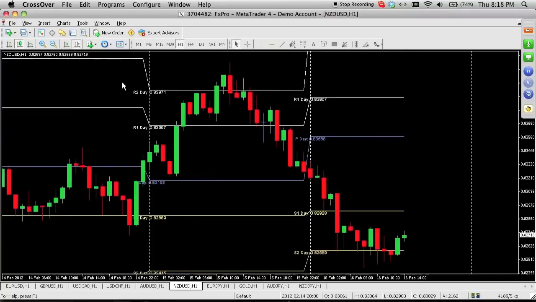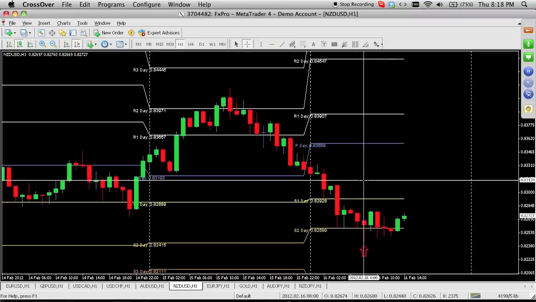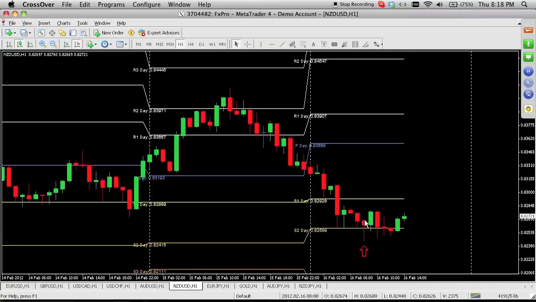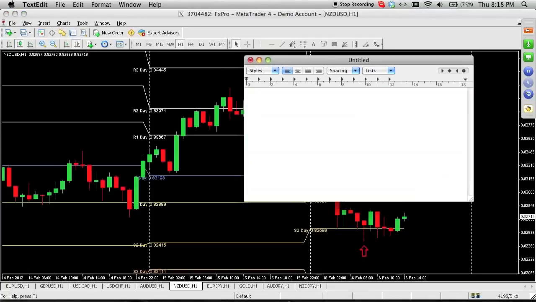What happens when you have a totally opposite situation. Now, I believe it was New Zealand dollar that we were looking at today. Take a look at this. 8 o'clock today, New Zealand dollar, exhaustion created. We're supposed to go long. Now, I get my paper out and I put New Zealand dollar, US dollar, exhaustion. I don't know if anything else has an exhaustion or not. I couldn't care less. All I know right now, New Zealand dollar, US dollar, exhaustion. So, what do I do?